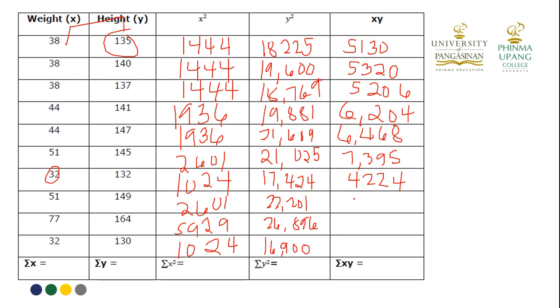Yung 51 times 149, 7599. 77 times 164, 12,628. Yung 32, last na last, 4,160. So, yun yung sumagot ng summation of x. What is the summation of x? 445.